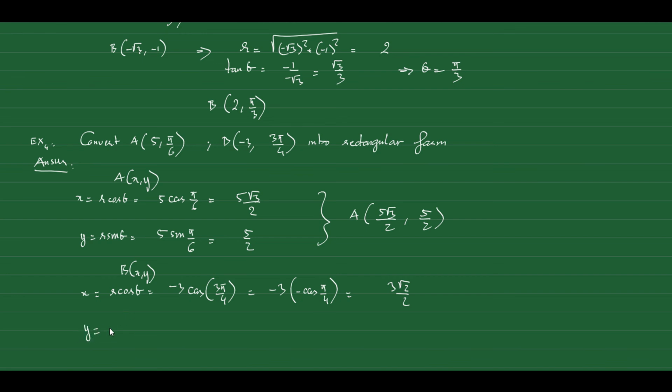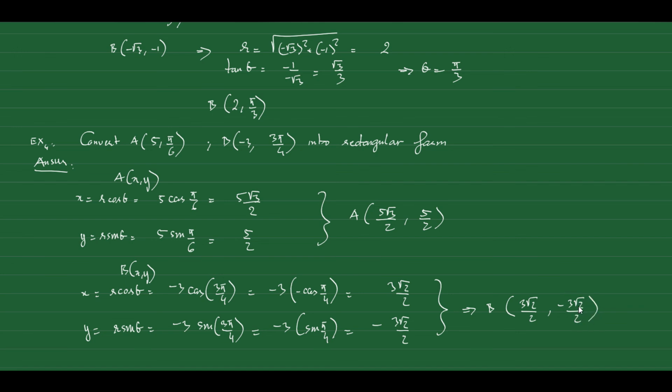Alright, and y will be r sine theta, and r is negative 3, so negative 3 sine of 3 pi over 4. Sine of pi minus pi over 4, in the second quadrant is positive, so it will be sine pi over 4. So negative 3 times square root of 2 over 2. Okay, so from here we can get point B will be 3 square root 2 over 2 and negative 3 square root 2 over 2. Okay, see, super easy.